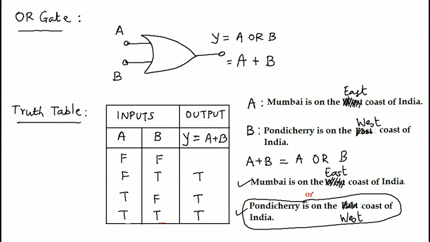Now this person would have been taken to be speaking truthfully if only the first statement was true, or if only the second statement was true, or if both of them were true. None of these cases is fulfilled because both of these statements are false. So obviously the person is not speaking truthfully, and in the first row of this truth table, when A is false and B is false, A or B must definitely be false.